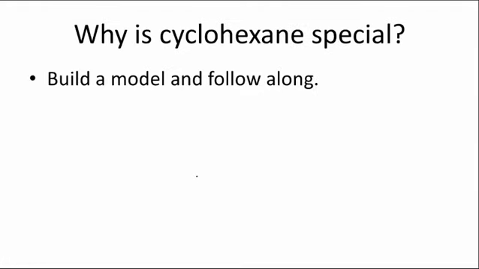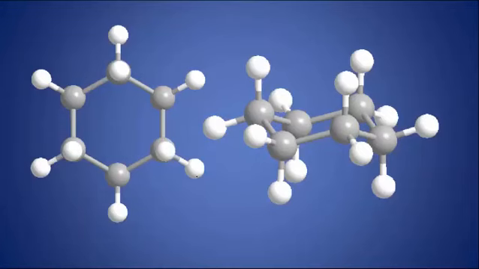And so if you're watching this, the first thing you're going to want to do is build a model and do this with a model in your hand, rather than just try and follow along without having a model. So to build a model, you're going to take 6 carbon atoms, put them together in a ring, and you want to put hydrogens in all the other empty spots. So it's going to be C6H12. Your model should look something like this.